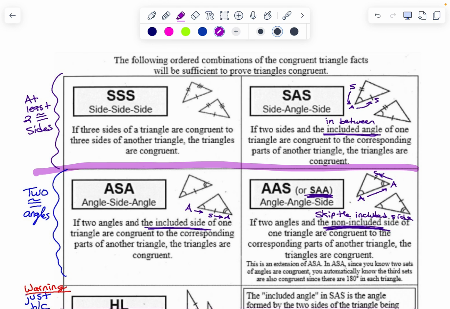Here's a way to make sure you're in the right order. Notice we have a side length marked congruent, and then we loop around. There's our angle in between, and then we have the other side length marked as congruent. So that's how we read SAS, or side angle side congruence. So SAS.